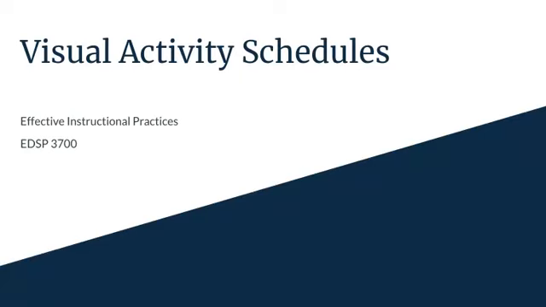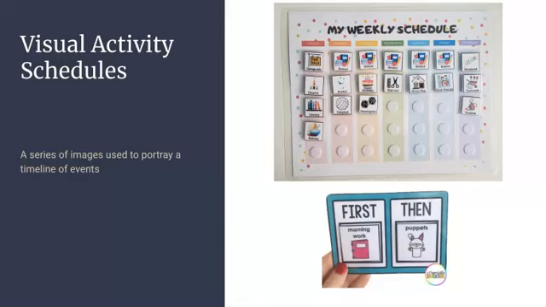So today I'm going to be teaching about visual activity schedules. Visual activity schedules are a series of images used to portray a timeline of events. So to the right, we see two examples of visual activity schedules.